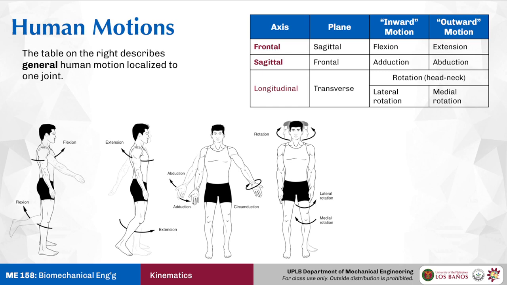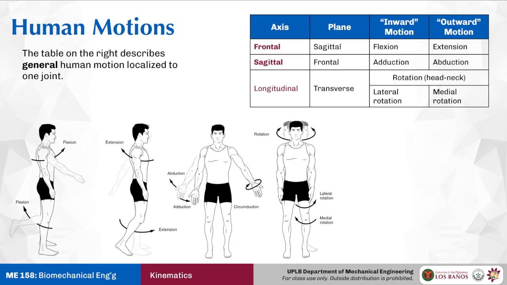So first and foremost, the flexion and extension motions typically occur at the frontal axis, or the side-to-side axis. And that motion, that flexing and extending, lies on the sagittal plane, which is the midplane. It's kind of confusing, but it kind of works. So flexion is the inward motion and extension is the outward motion.